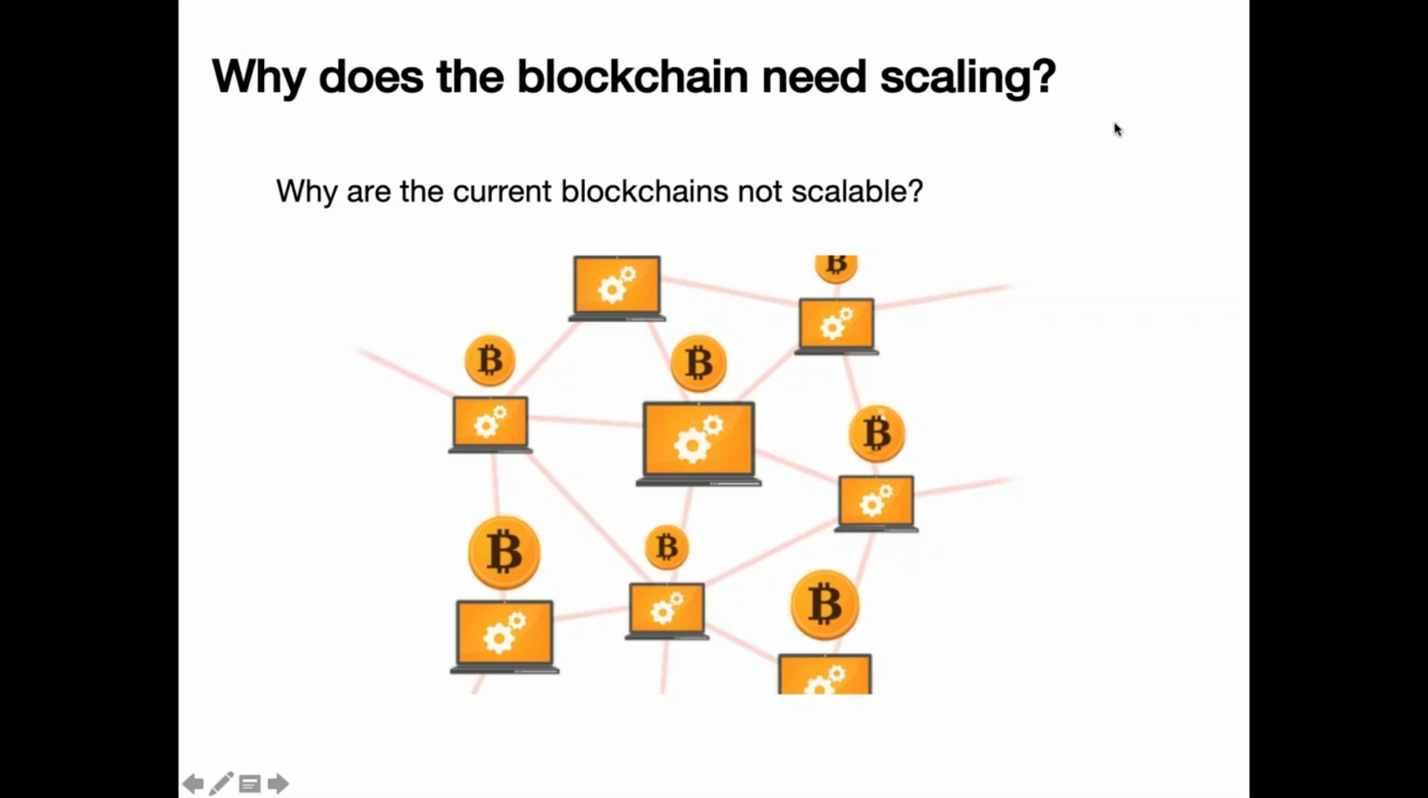Then here comes the following question, why are the current blockchains not scalable? I'm not going to go into details about this, but all you need to know is that it depends on the nature of decentralization, because every single transaction needs to be stored and executed by every single node in the network, which means the performance of the whole network is no better than a single node.